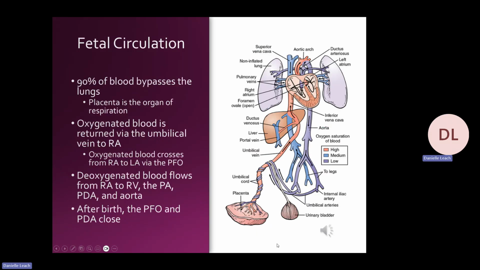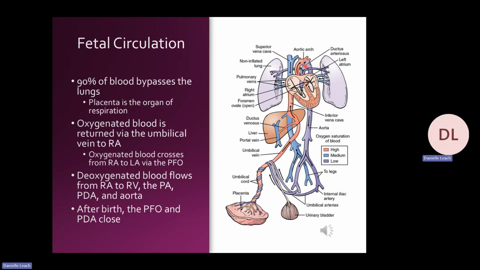So if we're talking about fetal circulation, we're talking about blood flow through a fetus when they are in the womb. When we are a fetus, 90% of our blood is actually going to bypass our lungs. This is because the placenta is the organ of respiration. So we don't need the lungs to be our organ of respiration while we're in the womb. We only need a small amount of blood to go to the lungs to allow the lungs to grow and develop properly. Otherwise, we have some special structures that help blood bypass the lungs.